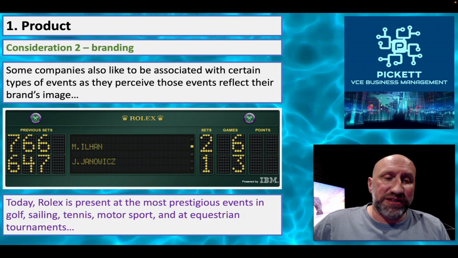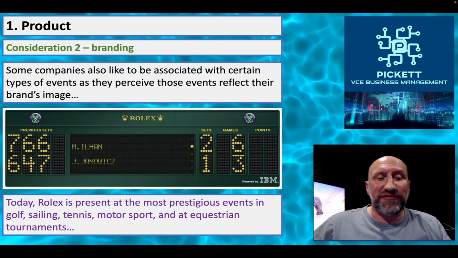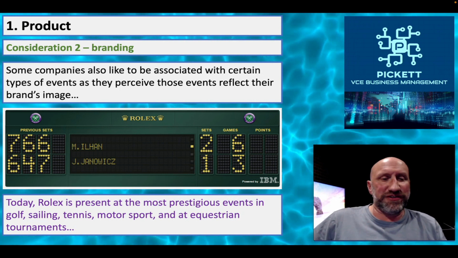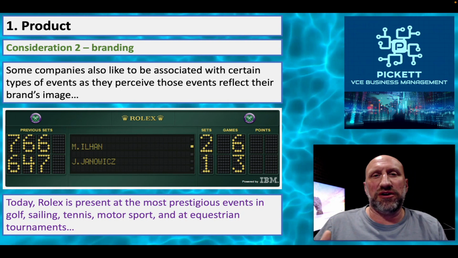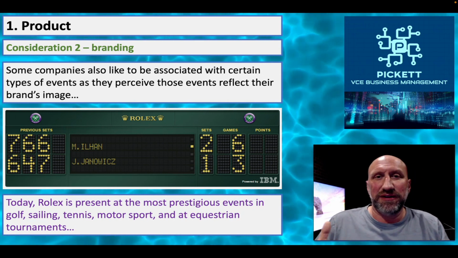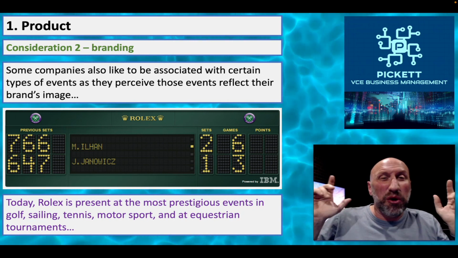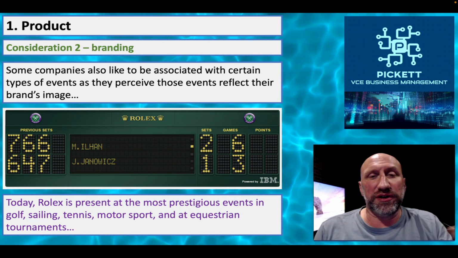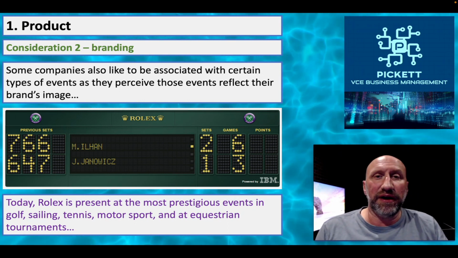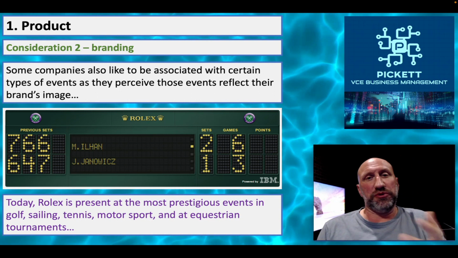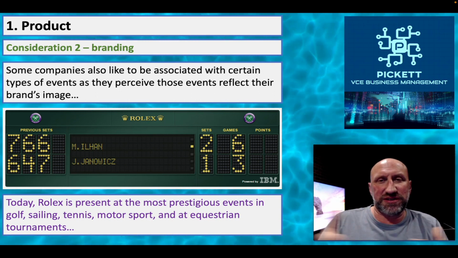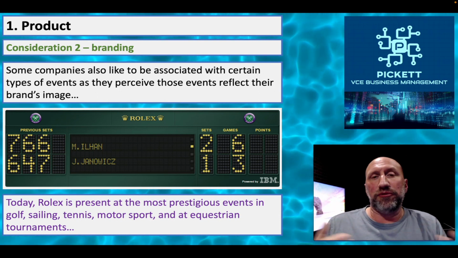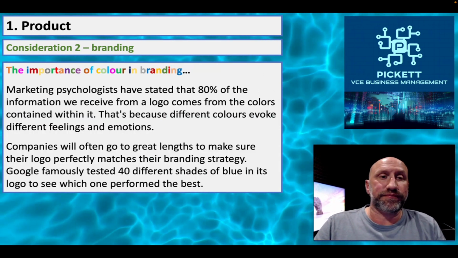But yeah, today Rolex is present at most of the prestigious events in sports like golf, sailing, tennis, motorsport, and equestrian. So all those sports that you tend to associate with money, I guess, maybe a bit posher. But you're not going to see Rolex advertising or sponsoring AFL or NRL or that type of sport. So the image just doesn't align with what they're portraying themselves to be.